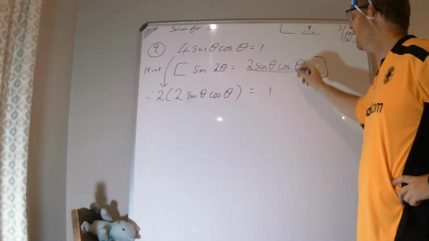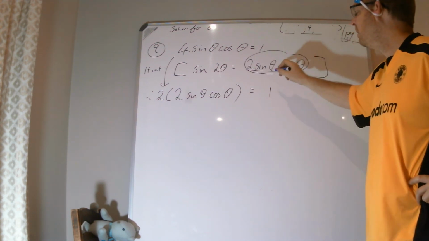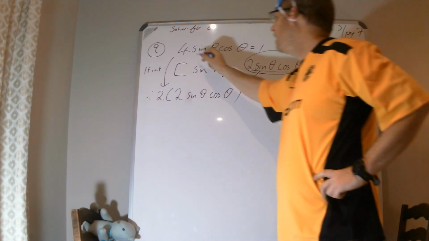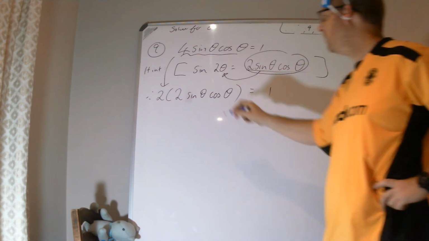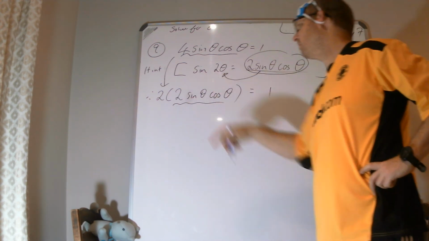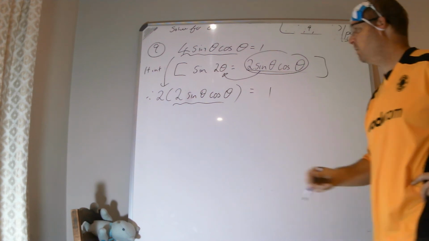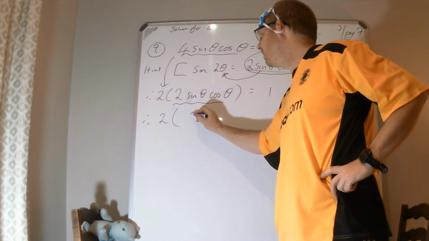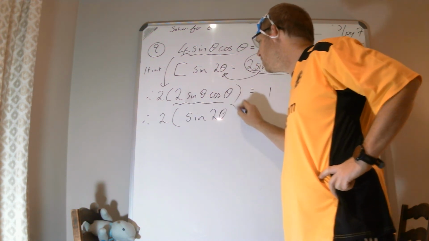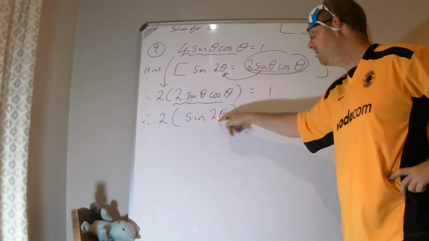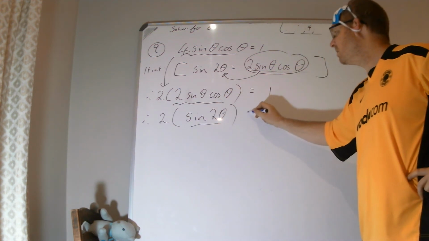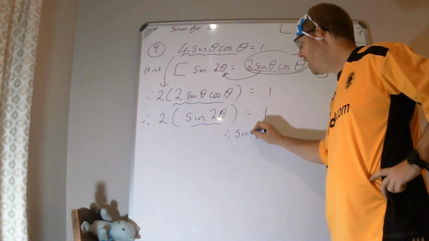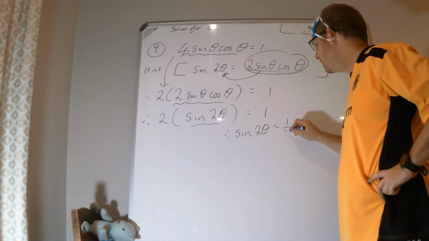Right. So now, if we work the opposite way, we know that 2 sine theta cos theta is the same thing as sine 2 theta. But 4 sine theta cos theta, we can write as 2 times 2 sine theta cos theta. And then what are you going to do, Tatiana? Yes, indeed. You're going to replace 2 sine theta cos theta with sine 2 theta. So you've got 2 sine 2 theta is equal to 1. Divide both sides by 2, and we've got sine 2 theta is equal to a half.